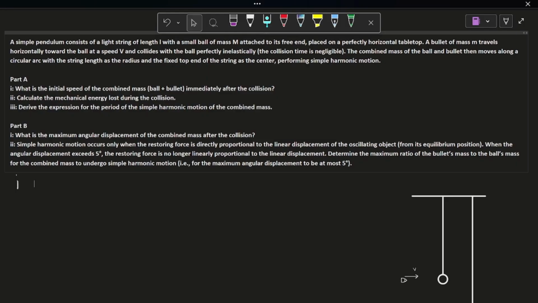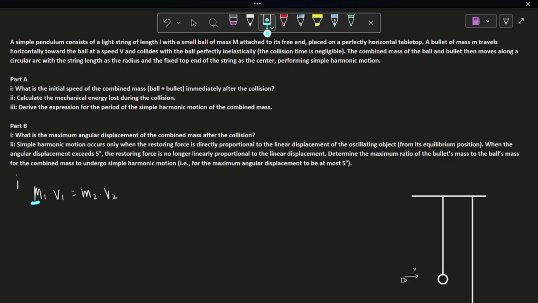Part 1. The initial speed of the combined mass. So first, in the question it said the bullet perfectly inelastic collides with the ball, which means it's a perfectly inelastic collision. There must be some loss of energy. We cannot use the conservation of energy. We must use the conservation of momentum. First, let's write the expression for the conservation of momentum. m1 times v1 is equal to m2 times v2.